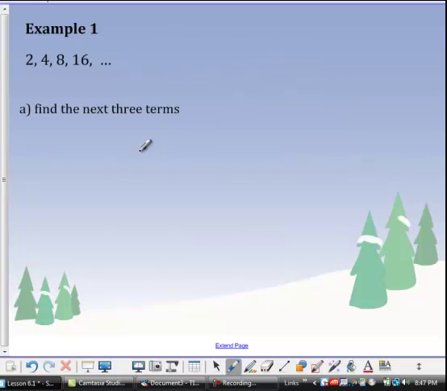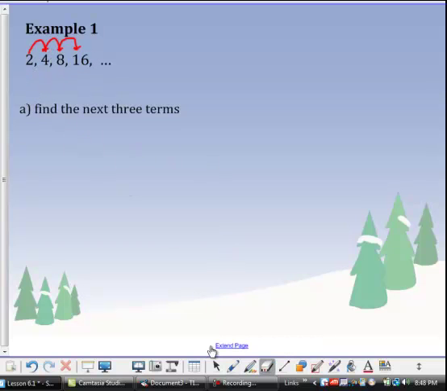All right, in this example, we have 2, 4, 8, and 16. Now, the first thing we want to do is look at this and find out, what did I do to 2 to get to 4? Well, I have two choices. I could have either added 2 or multiplied by 2. But whatever I did from 2 to get to 4, I have to do the same throughout the entire sequence. And I can see here that I multiplied by 2. That's how I got there.